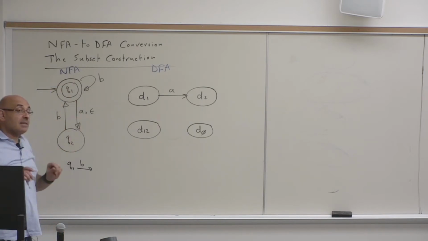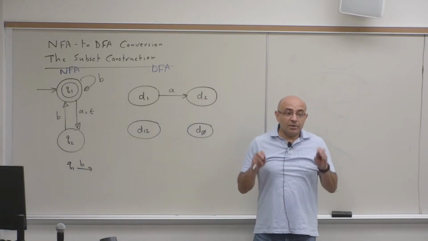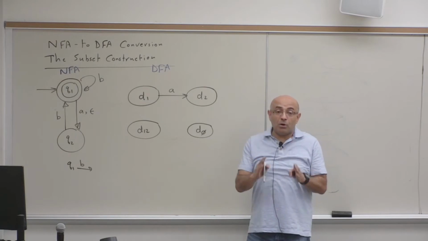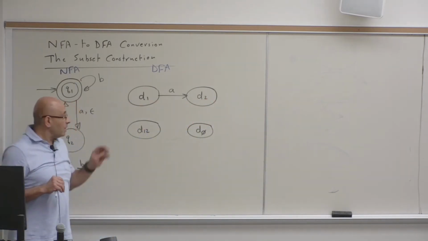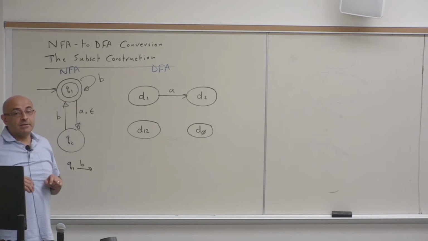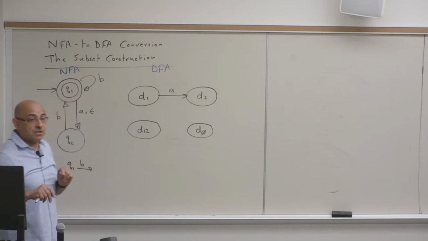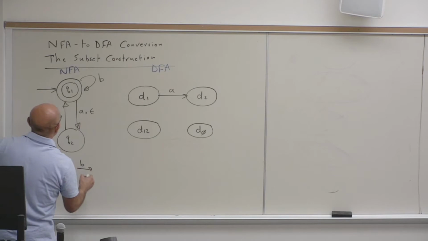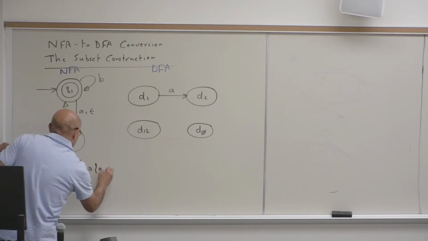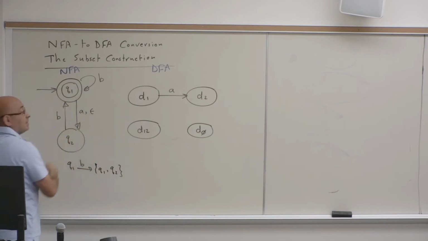You have two options. And this is the key idea. If you miss this, you miss the whole point. You have to take into account all possible options. If you miss an option, then your DFA is not going to be correct. In order for your DFA to be correct, you have to capture all options. And this option, if I have a Q1 and a B, I can go to either Q1 or Q2 because of the epsilon transition.